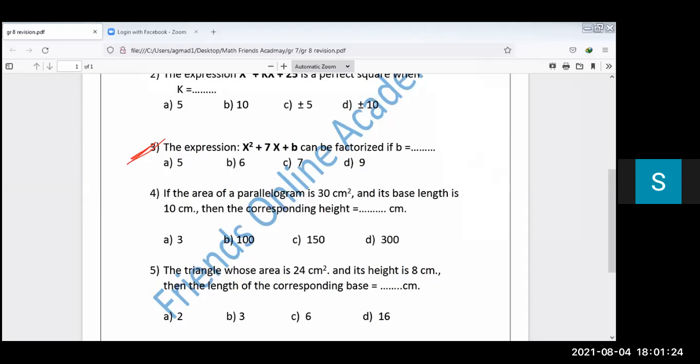Yes, Malak. Okay, teacher. The expression x squared plus 7x plus b can be factorized if b equals what? We can solve this question. How can we solve it? What is this?